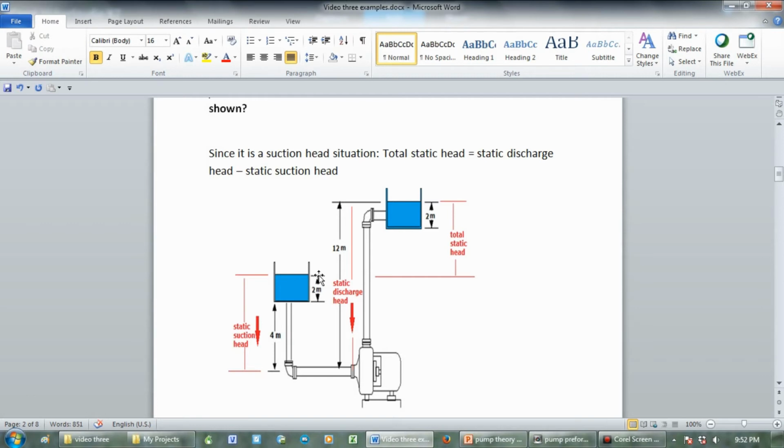On the discharge side, to get static discharge head, it is again from the center line of the pump up to the top of the liquid in the destination tank, and that is 12 meters. So our total static head would be static discharge head minus static suction head, which would be 12 meters minus 6 meters, which would give us a total static head of 6 meters.